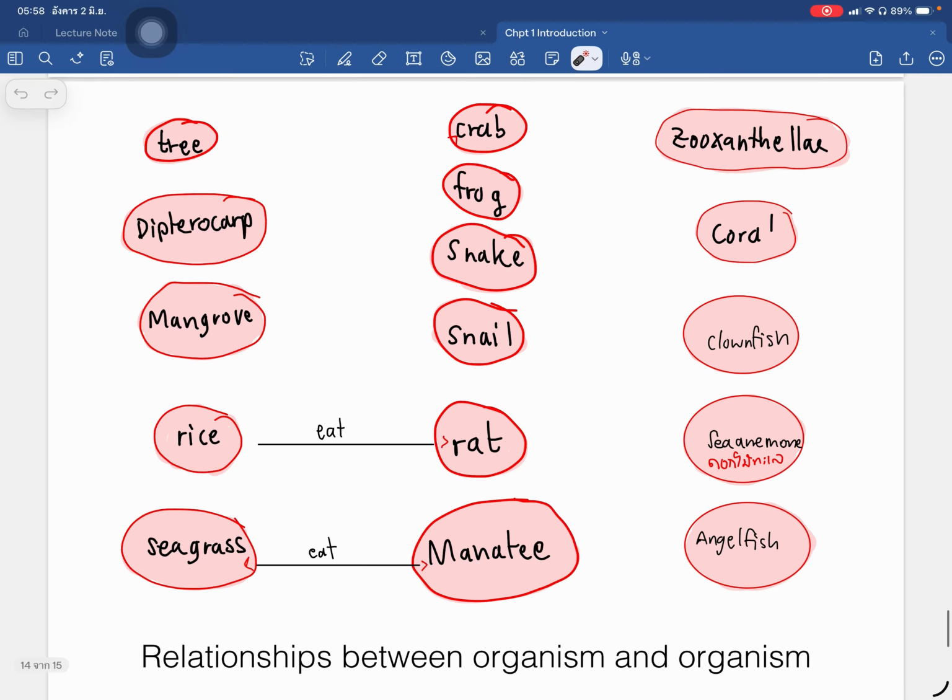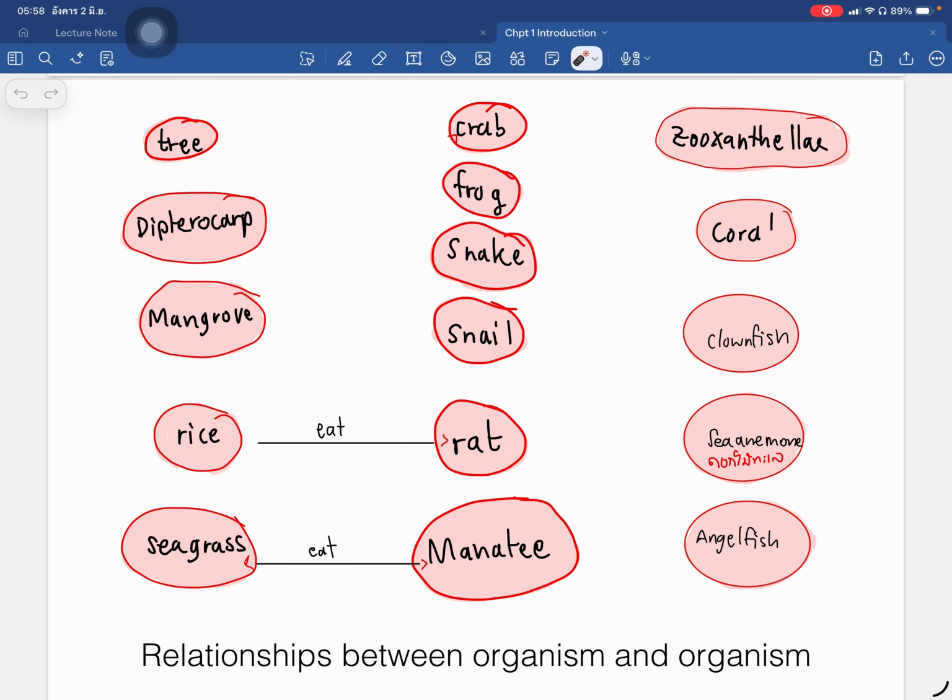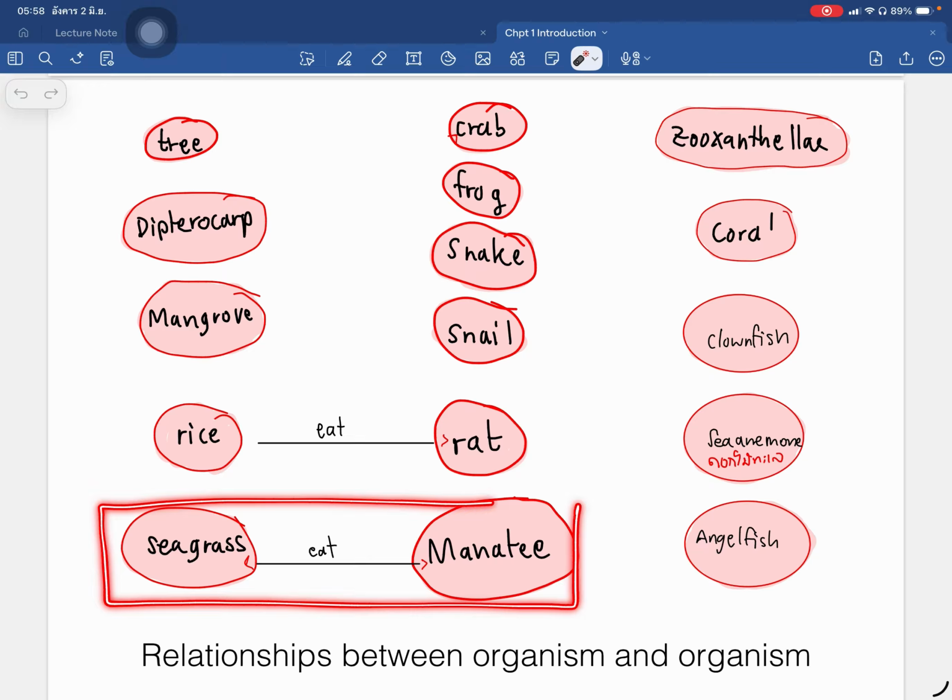And this one is practicing. So I will ask the students to draw about 4 to 5 lines to link each component, and after that, write down the description of the relationship. For example, the rice and the rat relate together through the eating process, or the manatee can eat the seagrass.